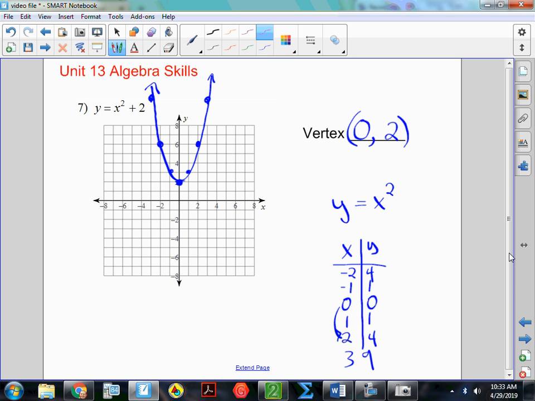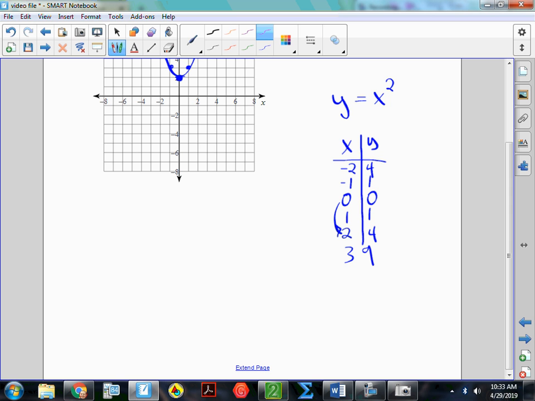The pattern that we see with quadratics is that every time I go over 1, I go up by a different rate. When I go over 1 from the vertex, I went up 1. The next time I went over 1 from that point, I increased my y value by 3. The next time I increased my x value by 1, I increased my y value by 5. And I know 4 squared is 4 times 4, which is 16. So as my x value increases by 1, my y value increases by 7.